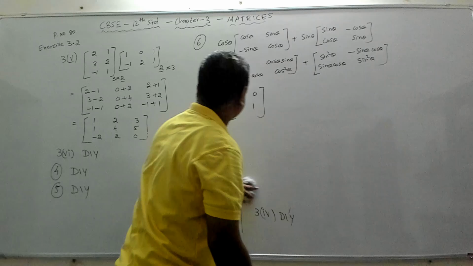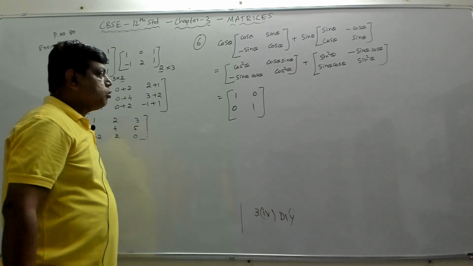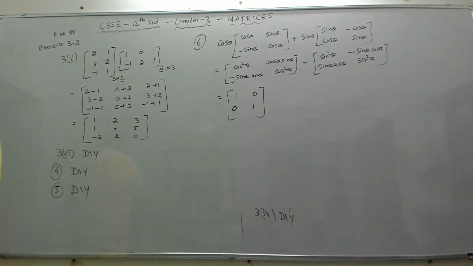So finally what we got is this one. And what is this matrix? This is an identity matrix of order 2. It's an identity matrix of order 2. So this is the final answer for the 6th problem.